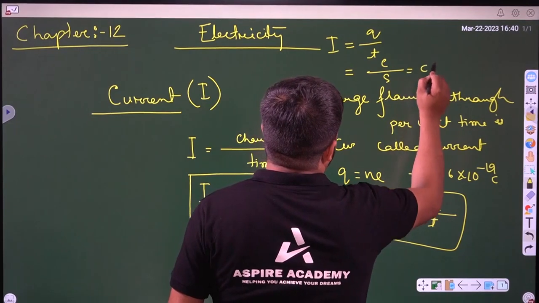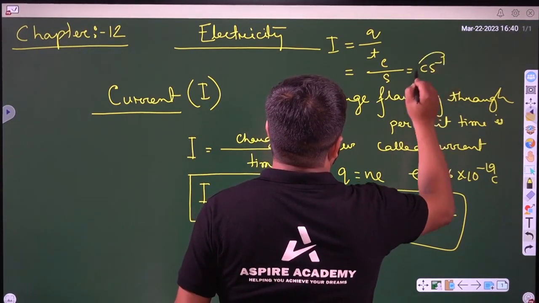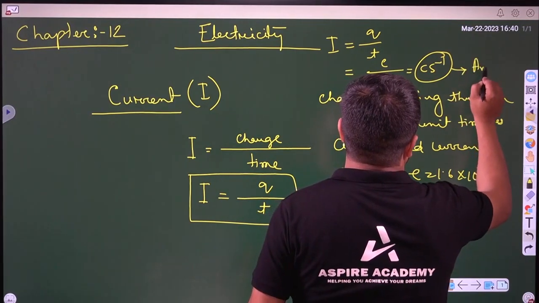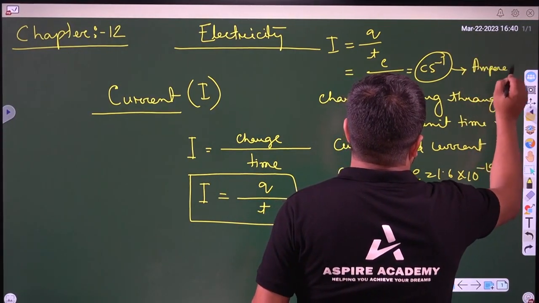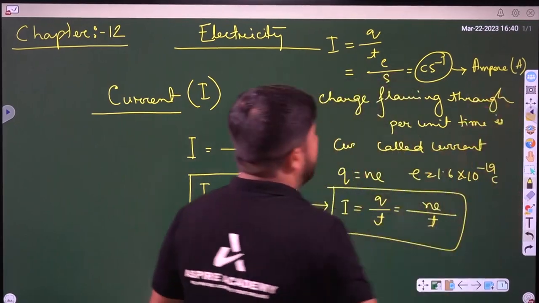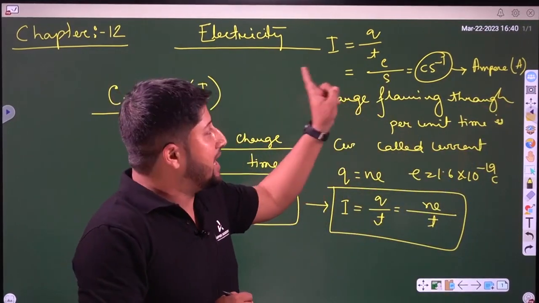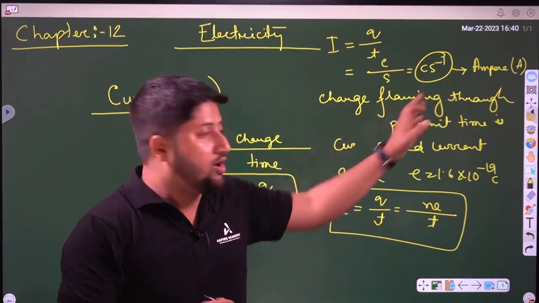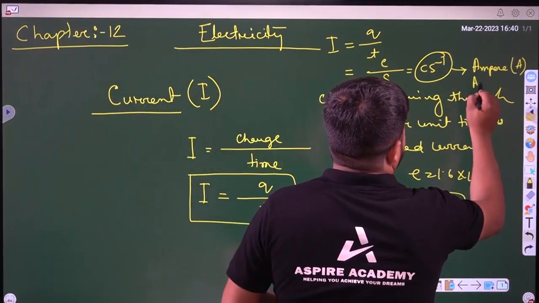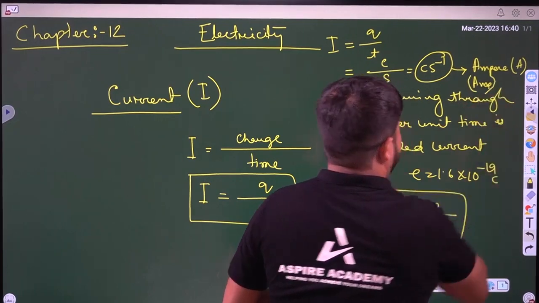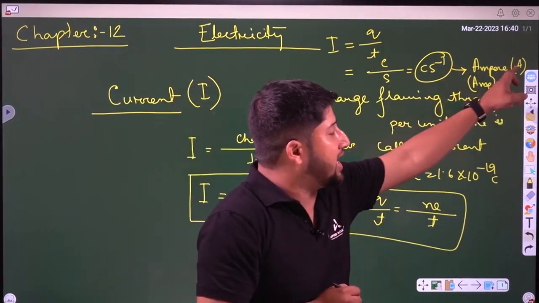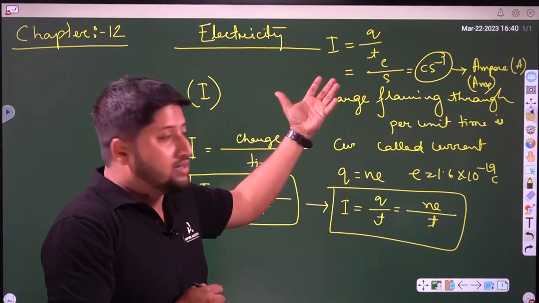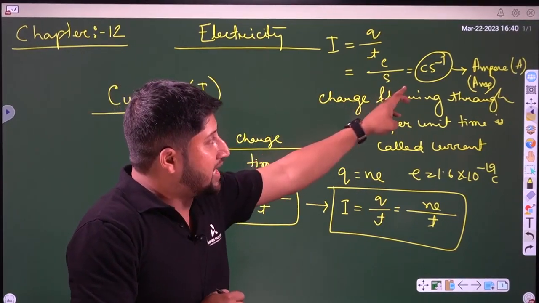So coulomb per second is the SI unit of electric current, also represented as ampere or A. Now, what is the SI unit of current? The SI unit of current is called ampere, which we can write as A, or in short AMP. The meaning is the same. The SI unit of current is coulomb per second or ampere.